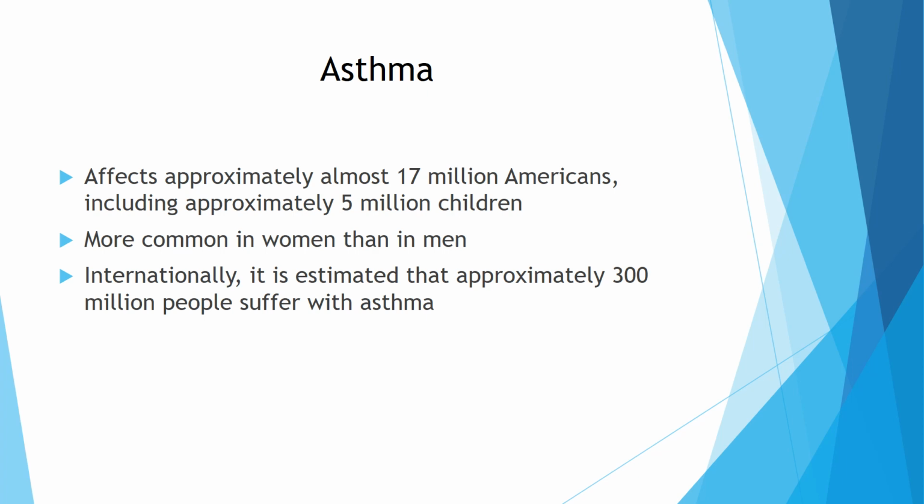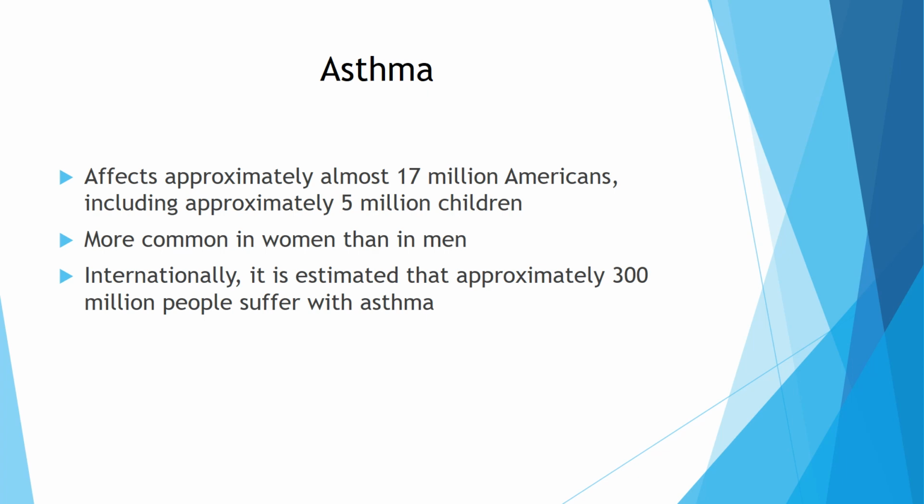So we're going to talk about asthma, and we've talked about asthma before. We talked about asthma when we were doing allergic disorders, because asthma is a reactionary airway disorder. It is a reactionary airway disorder, but we are talking about it here also because it affects the lower lobes. So it also affects approximately almost 17 million Americans, including approximately 5 million children. So this is quite common.